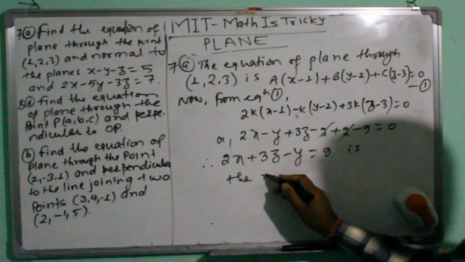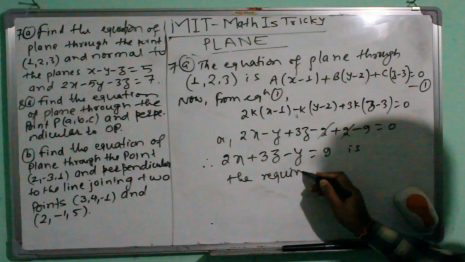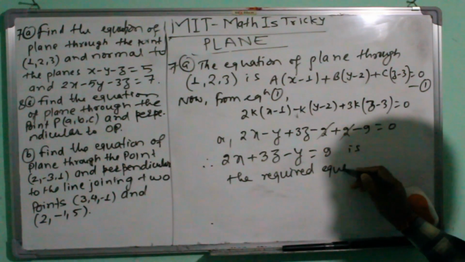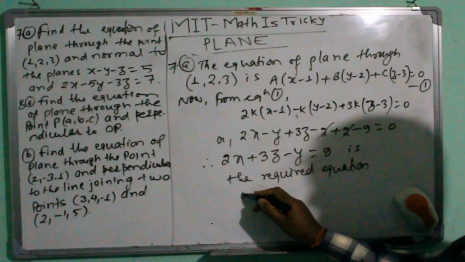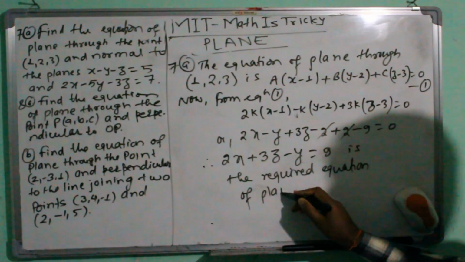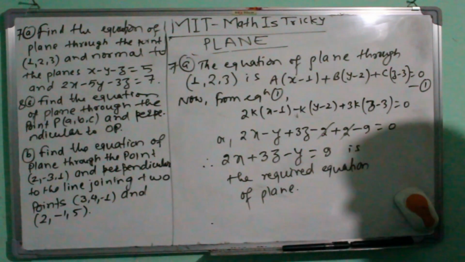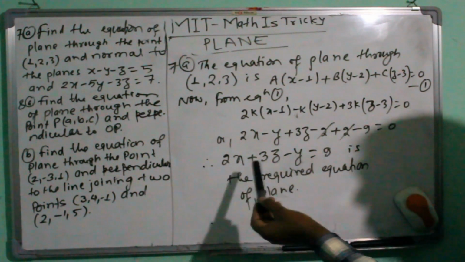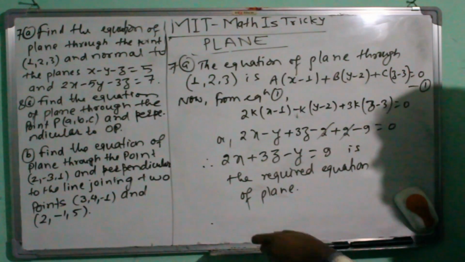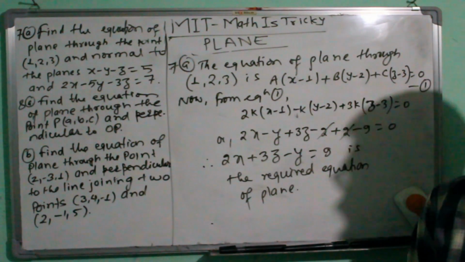This is the required equation of plane. So you can arrange this as 2x minus y plus 3z equals 9, which is the required equation of the plane.